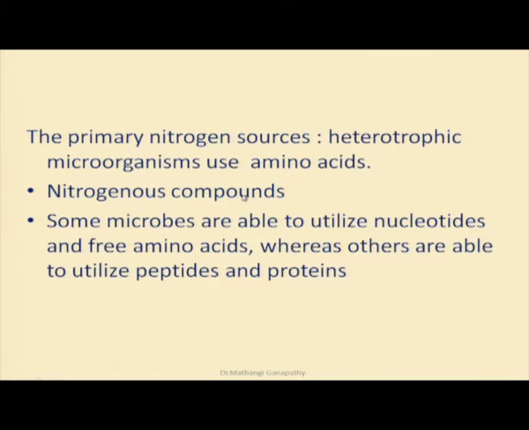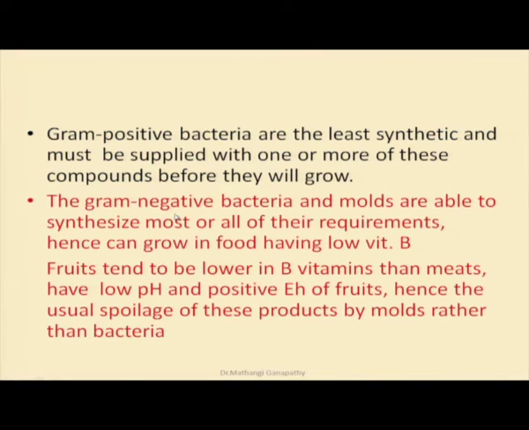followed by nitrogenous compounds. Some organisms are able to utilize nucleotides and free amino acids, whereas some others use peptides and proteins. Gram-positive bacteria are the least synthetic, and they have to be necessarily supplied with one or any of these compounds before they grow in the food. The gram-negative bacteria and the molds are able to synthesize most of all their requirements, hence they can grow in food having low vitamin B2.